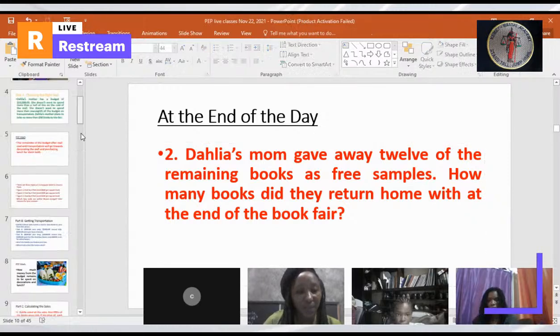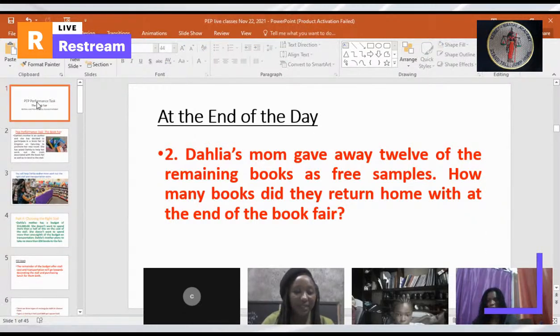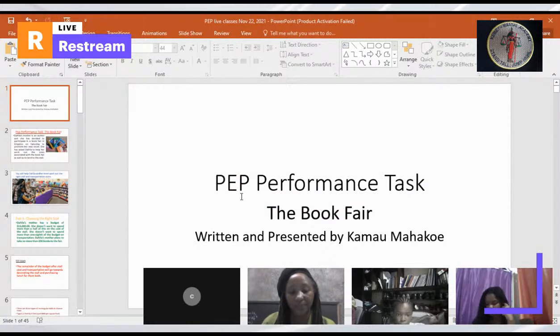But this is what the PEP performance task will be like. This is a sample that I wrote, but it gives you an idea of what the actual performance task will be like. So there are several parts. There's a lot of reading.